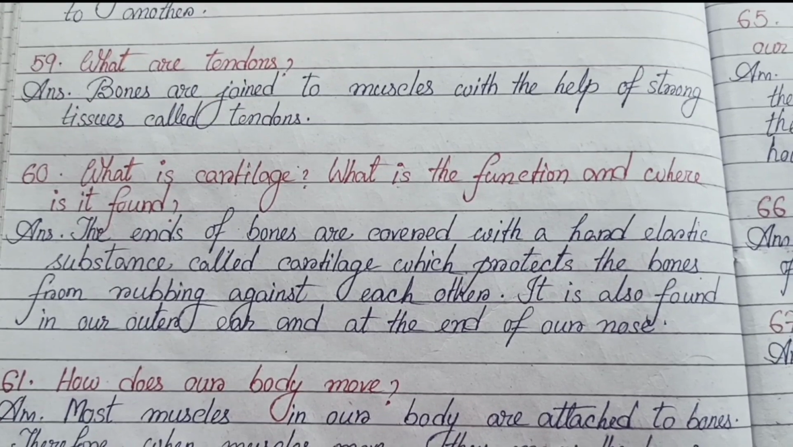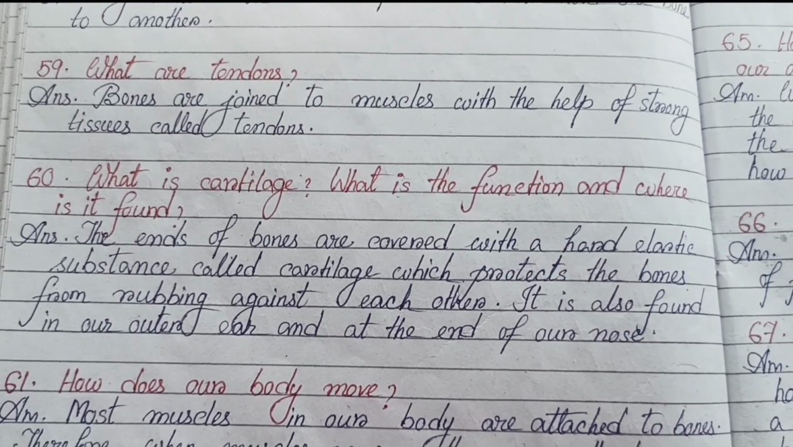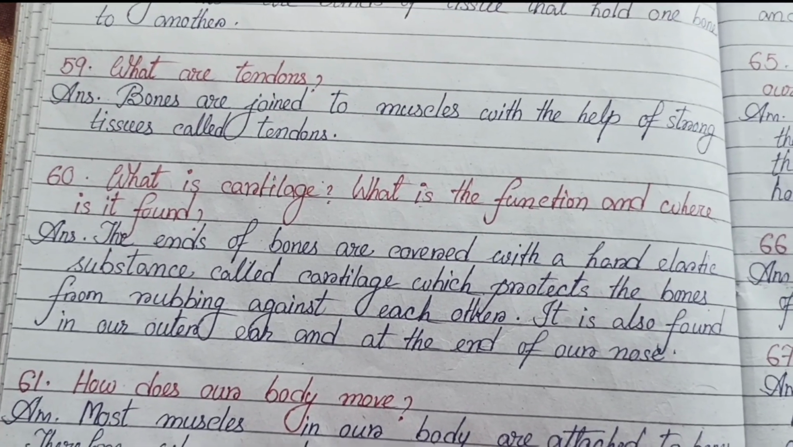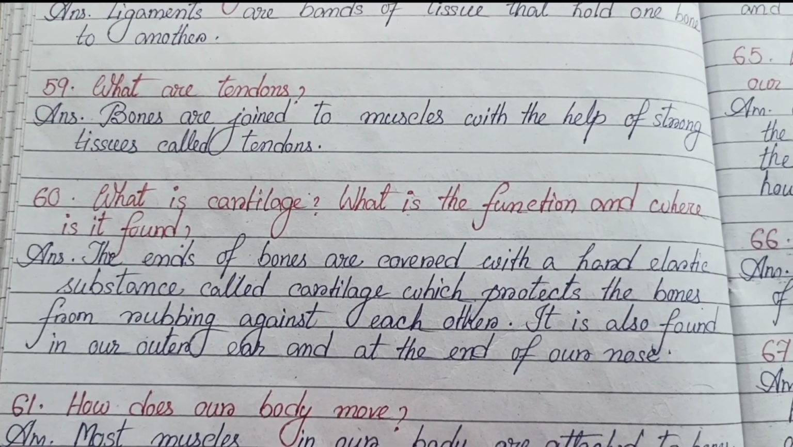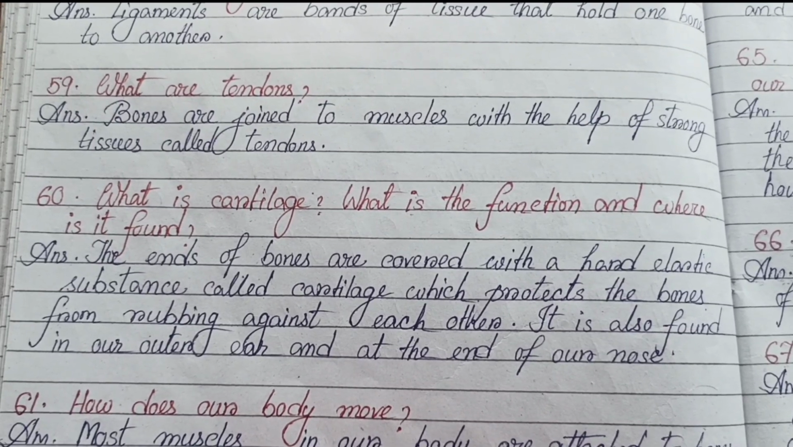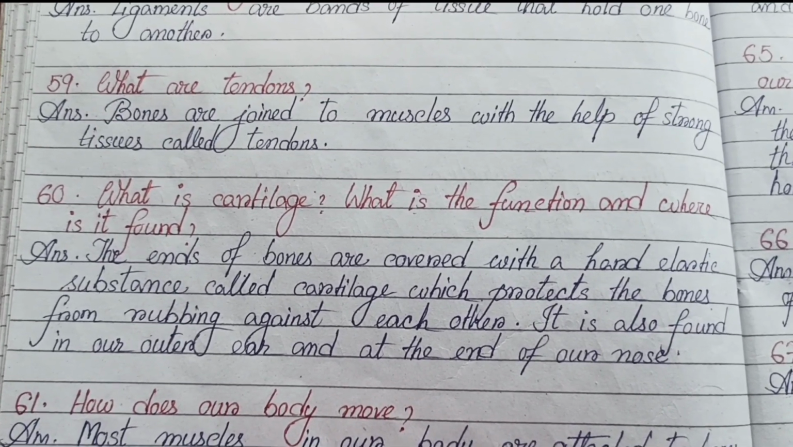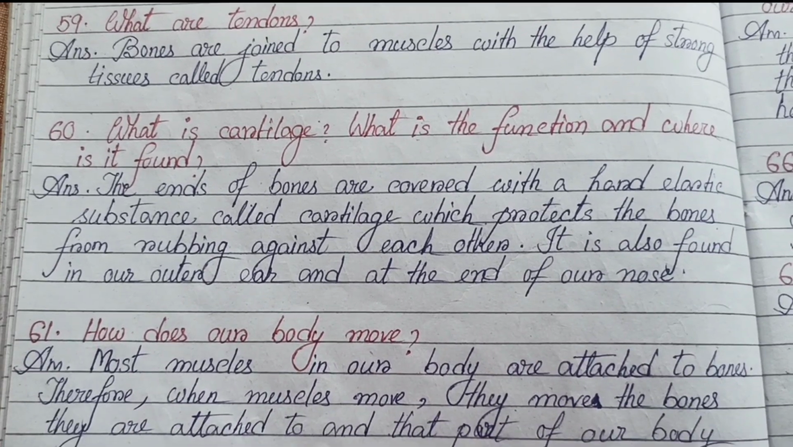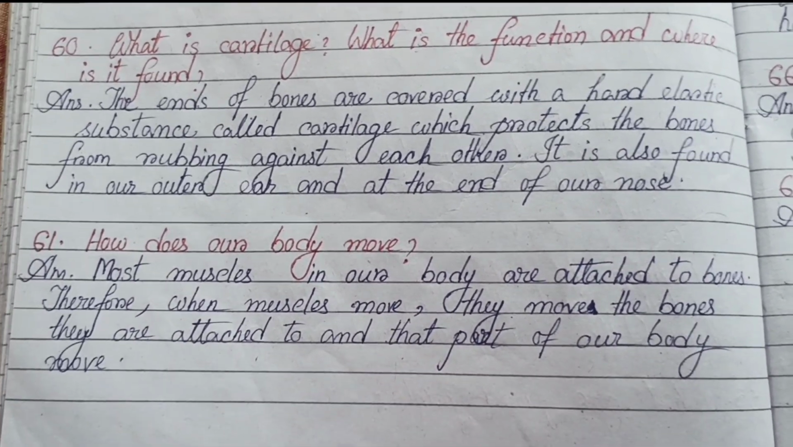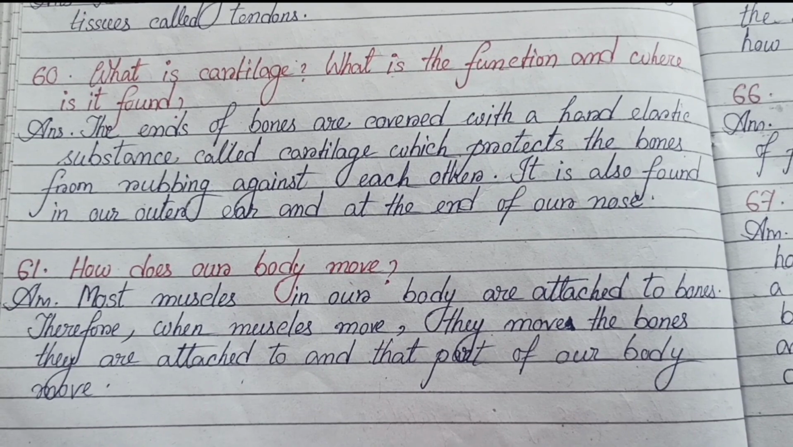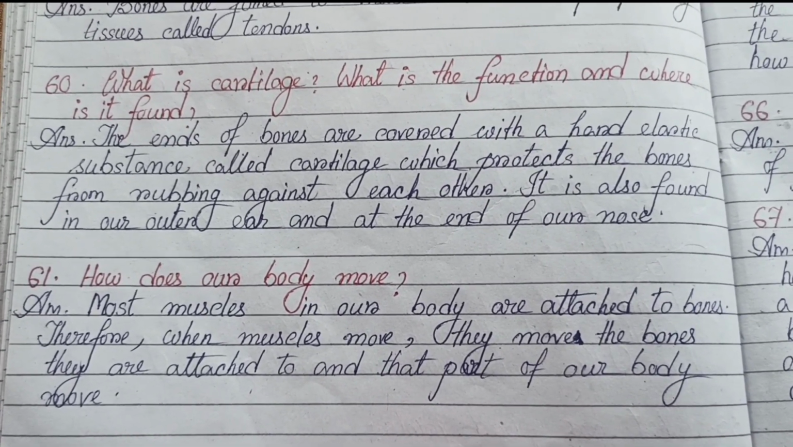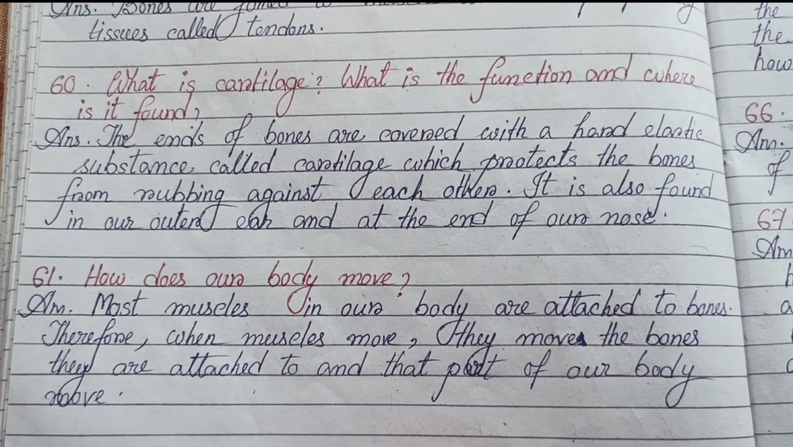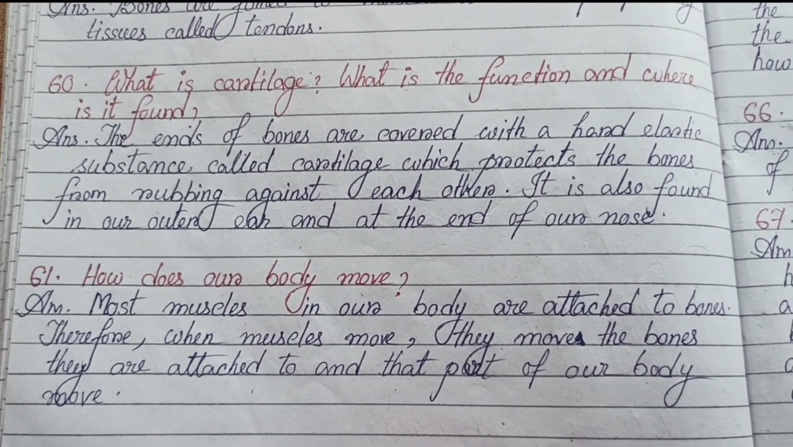Next, what is cartilage? What is its function and where is it found? The ends of the bones are covered with a hard elastic substance called cartilage, which protects the bones from rubbing against each other. It is also found in our outer ears and at the end of our nose. 61. How does our body move? Most muscles in our body are attached to bones. Therefore, when muscles move, they move the bones they are attached to, and that part of our body moves.